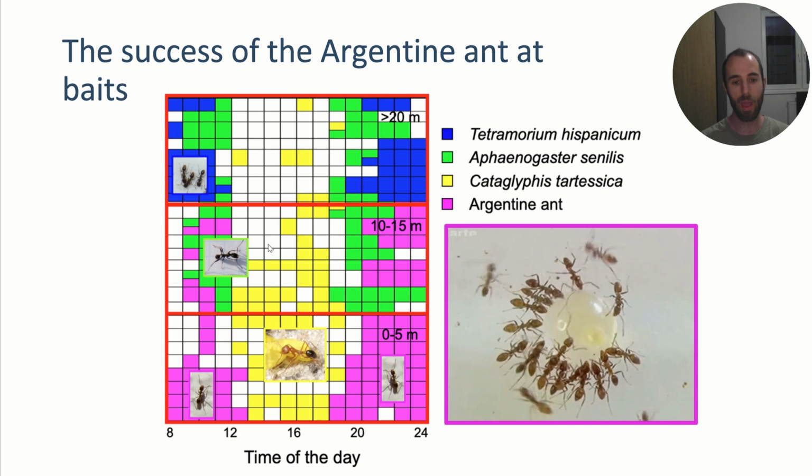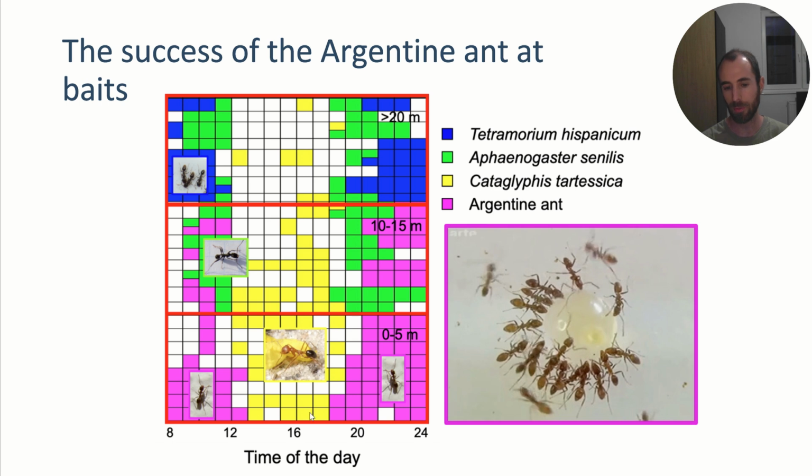So here we have the results of the baits. We can see the Argentine ant here and here, so it's present at the closest distances to the building. This is the 0 to 5 meter distance, 10 to 15 meters, and 20 meter distance from 8 AM to 12 at night. So we can see that at the beginning of the day and at the end of the day, the Argentine ant is more active.